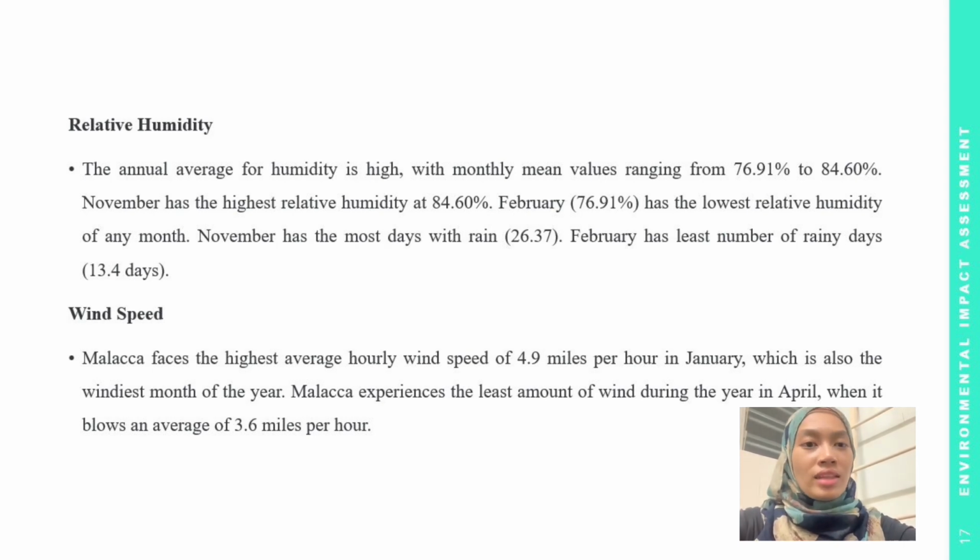Therefore, at Malacca City, November has the most days with rain, which is 26.37, and February has the least number of rainy days, which is 30.4 days.